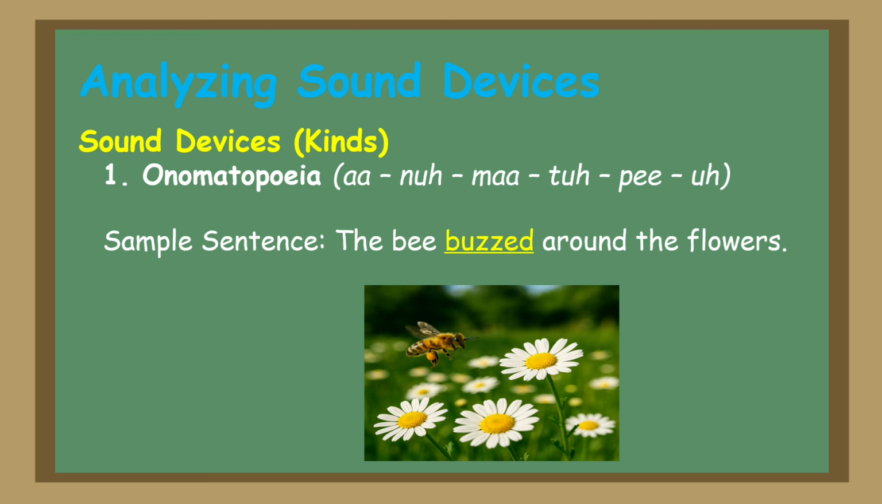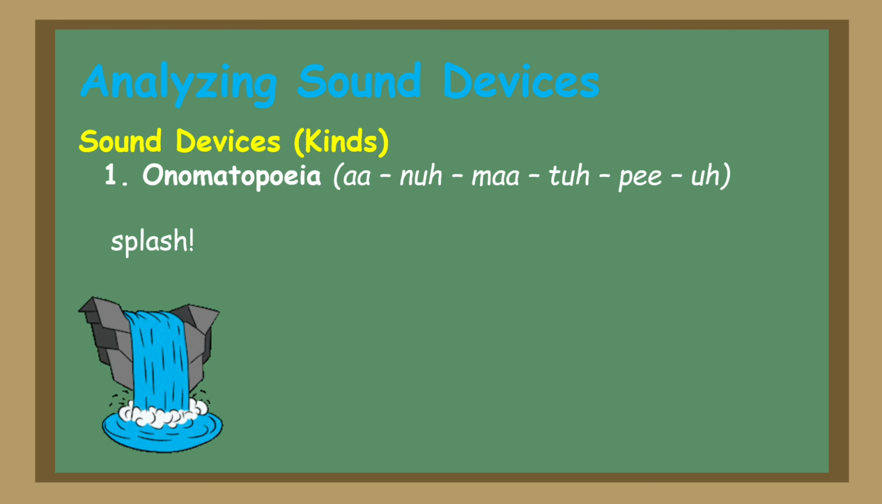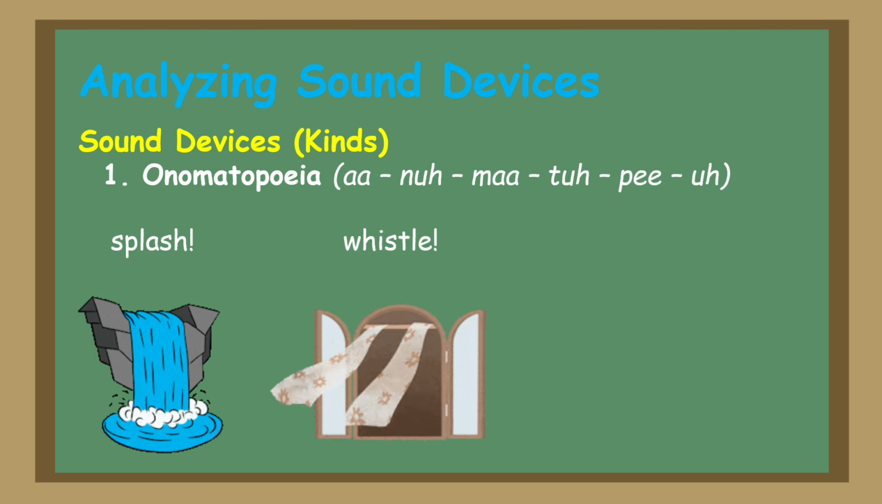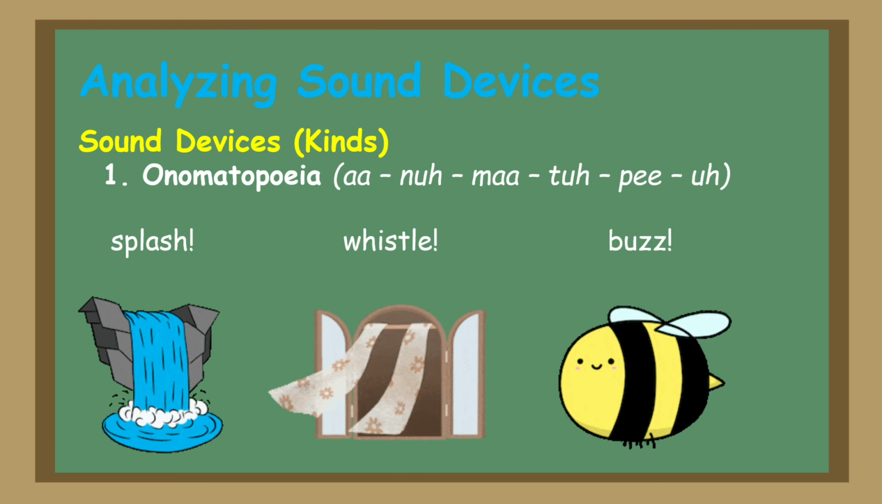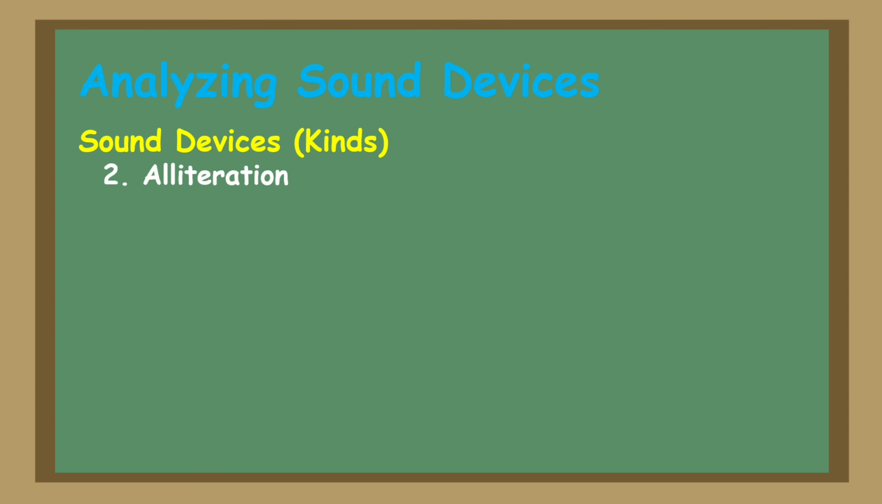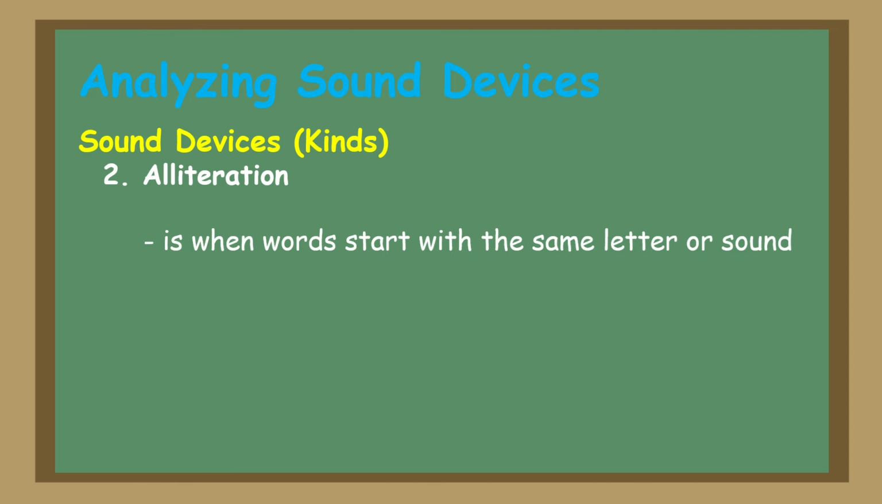So, students, repeat after me. Splash, whistle, buzz. Remember again that these words are examples of onomatopoeia. Next is alliteration. It is when words start with the same letter or sound. It's like a fun tongue twister. Or sa Tagalog, pare-pareho ang simula ng tunog.